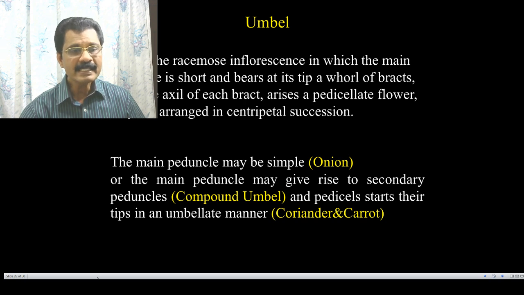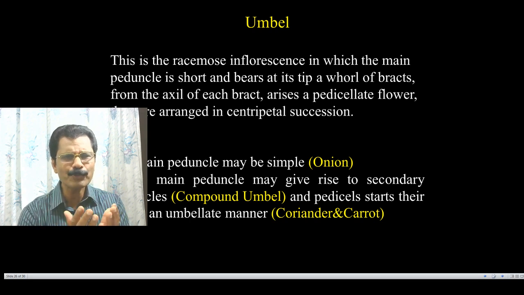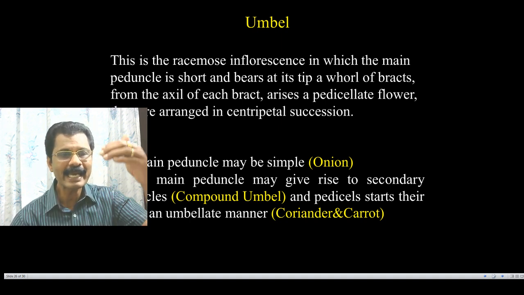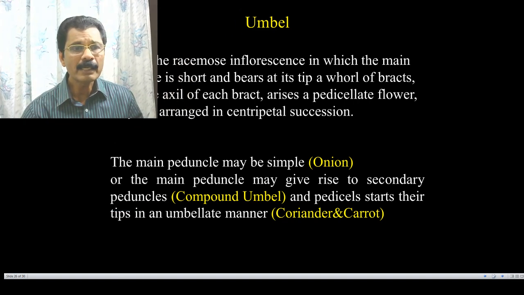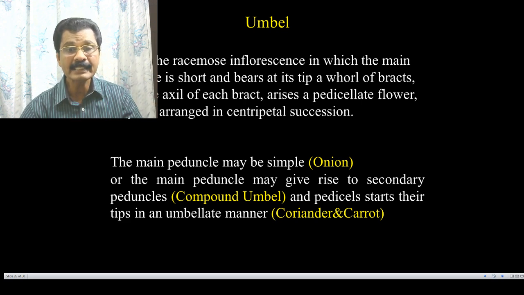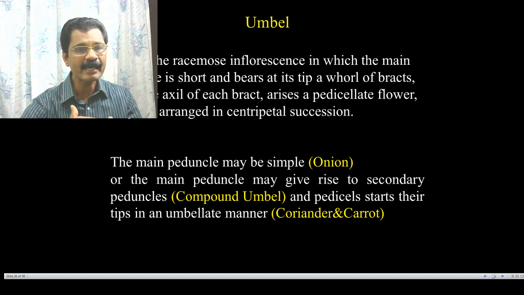And umbel. This is a racemose inflorescence in which the main peduncle is short and bears at its tip a whorl of bracts. From the axil of each bract arises a pedicellate flower. They are arranged in a centripetal succession. That means, centripetal means the older flower seen towards periphery and younger one seen at the tip. The main peduncle may be simple, as in the case of onion, or the main peduncle may give rise to secondary peduncles, compound umbel, and the pedicels start at their tips in an umbellate manner, as in the case of coriander and carrot. There you can see compound umbel, right?